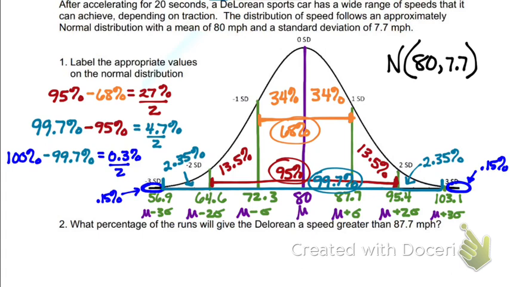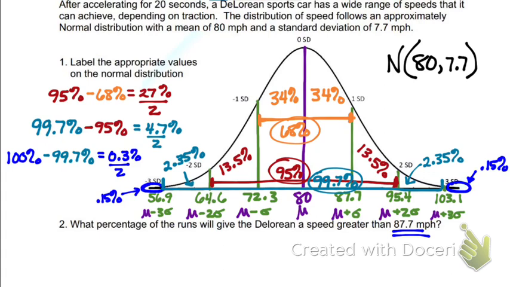Okay. What percentage of the runs will give the DeLorean a speed greater than 87.7 miles per hour? Where is that on my picture? 2 standard deviations. So I'm wanting to know, since it's greater than, I want to know what is this area right here. 16%. There's a couple different ways you could get there.